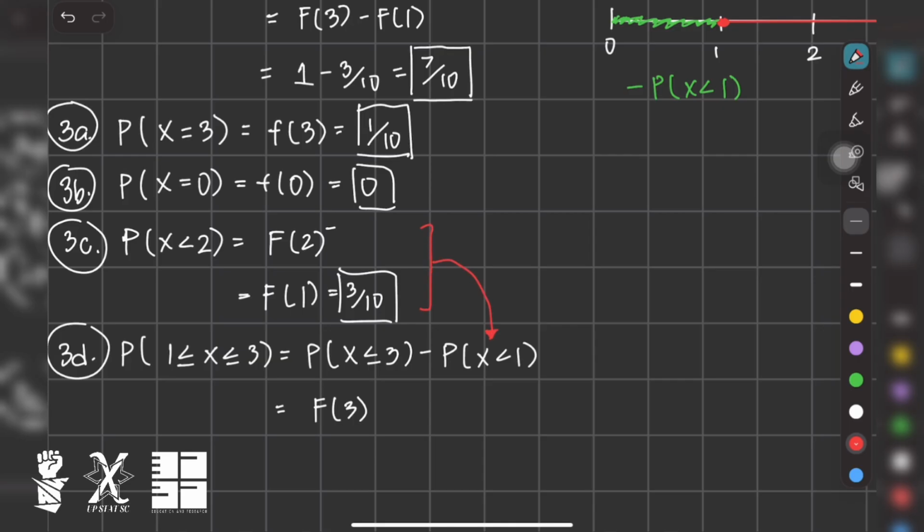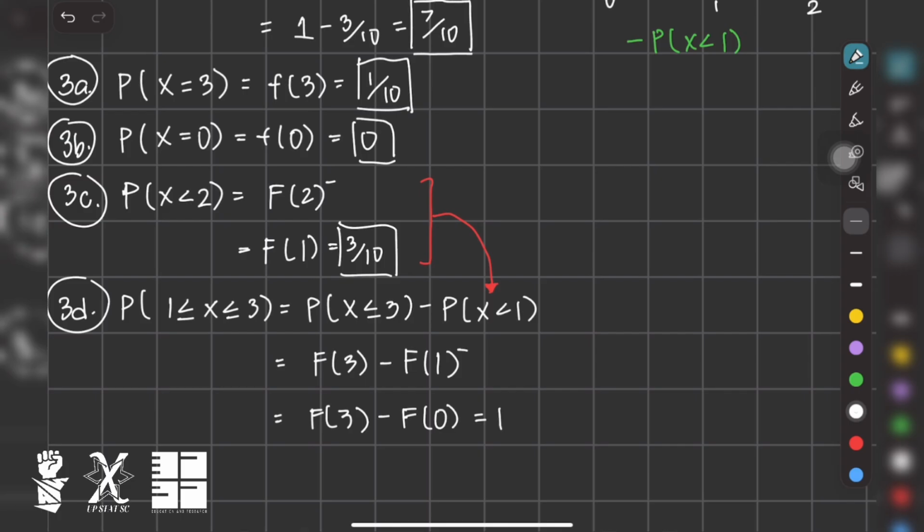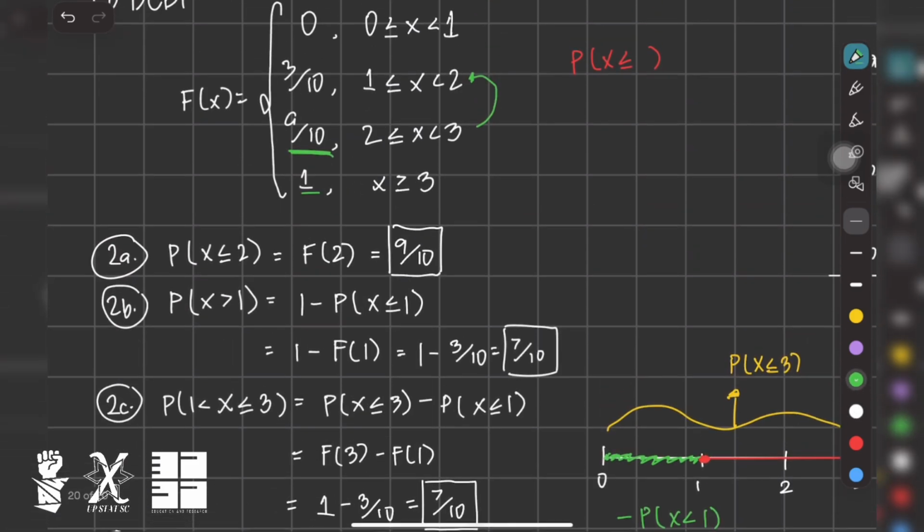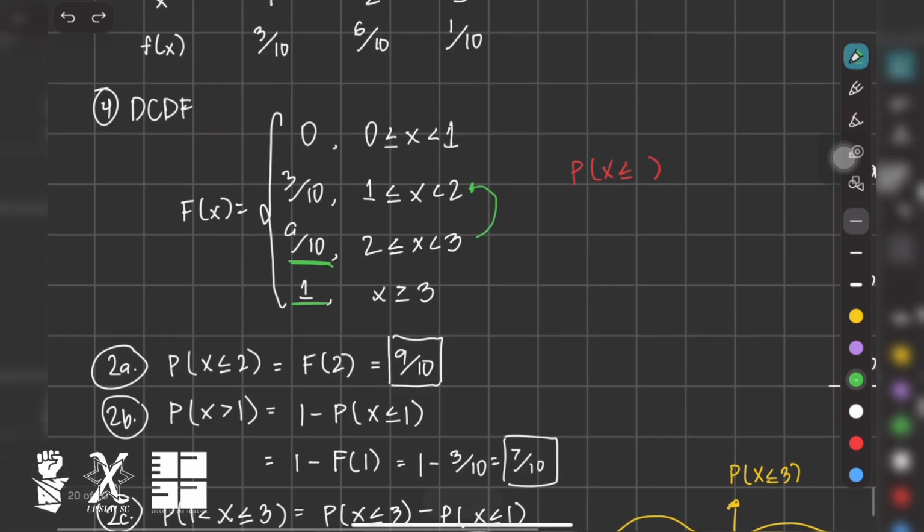Okay, so we can just do the same notation where this will be the standard rotation through the CDF for f of 1 from the left. Okay, from the left. Now, this will be f of 3 minus f of 0 is equal to 1 minus 0 is equal to 1. Just to show you, f of 3 has the value of 1 right here. Then f of 0, you have 0.